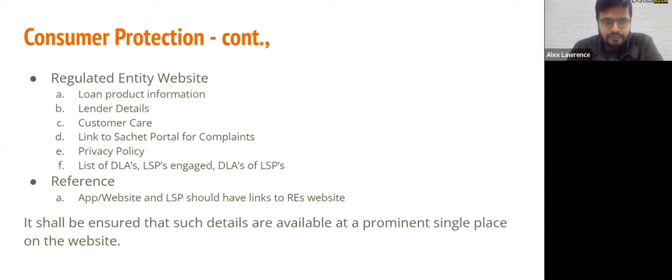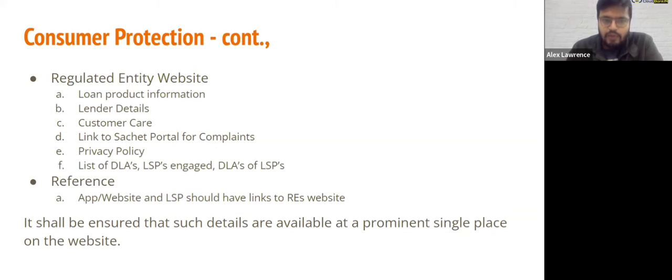And the last information which is expected is the list of DLAs, which is digital lending apps, which is published by the regulated entity, or it could be linked with multiple service providers. A regulated entity can partner with multiple loan service providers. So you have to list the loan service providers on your website. And if the loan service provider has their own apps or website, that also has to be listed. So these are some of the things which, as per the new guidelines, you have to list on your website. And if you have an app also, you should define this information.